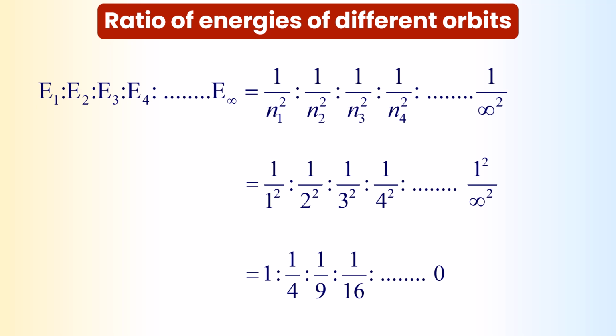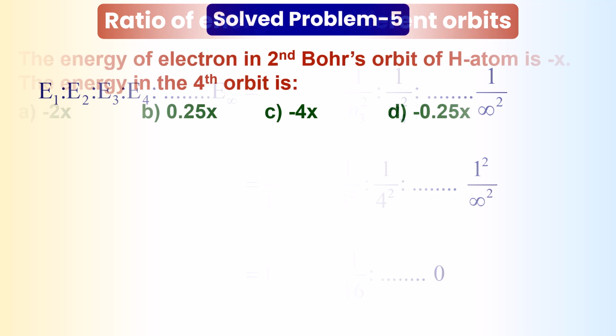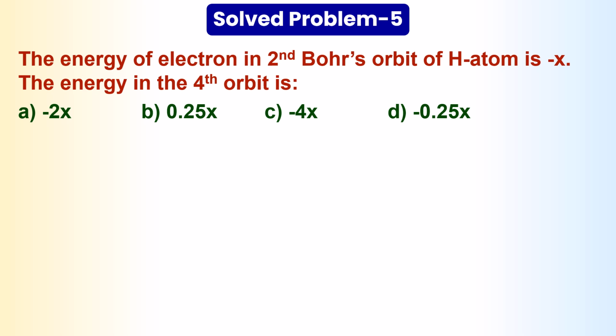For a given atom or ion, the energies of an electron in different orbits follow a simple ratio as shown on the screen. Let us solve a problem to make this concept clearer. The energy of an electron in the second Bohr orbit of the hydrogen atom is given as minus x. We need to find the energy in the fourth orbit.